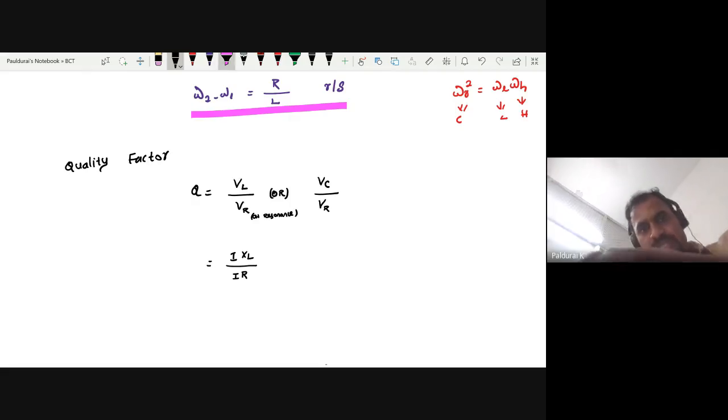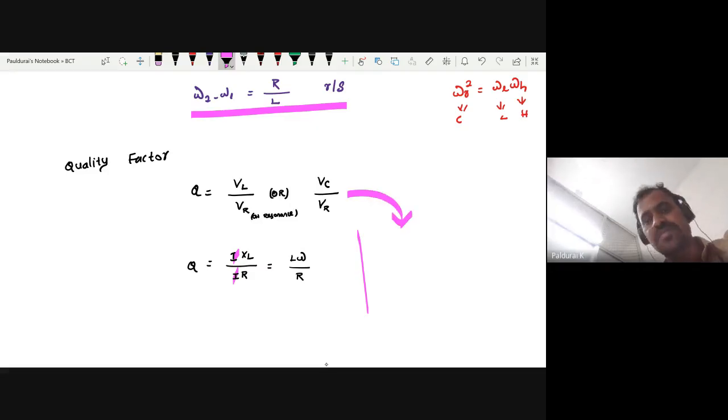Since it is a series circuit, the current I is the same, so this quality factor is XL by R, where XL equals L omega R. This formula is important. Otherwise, Q equals VC by the applied voltage. At resonance, all the voltage must drop across resistor, so it is I times R.